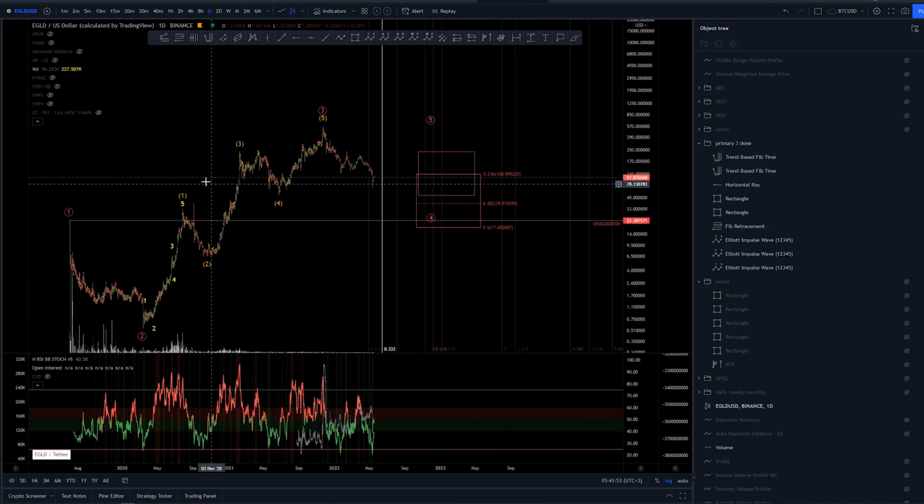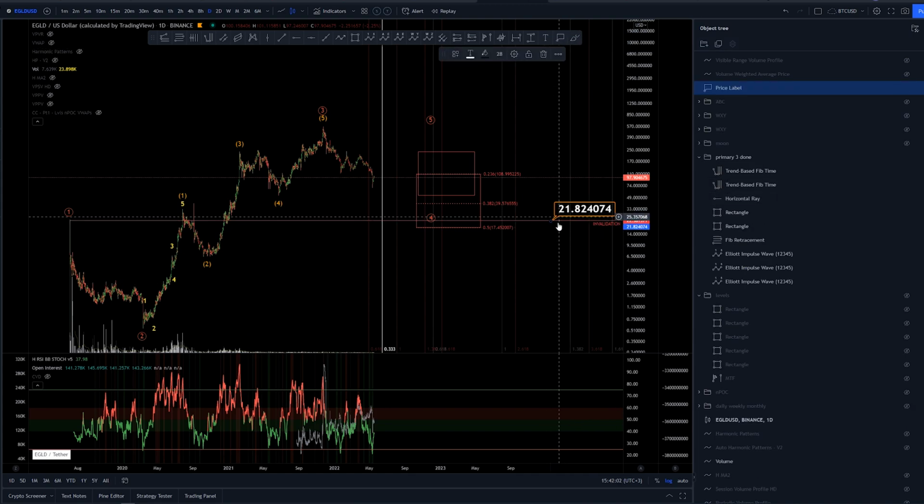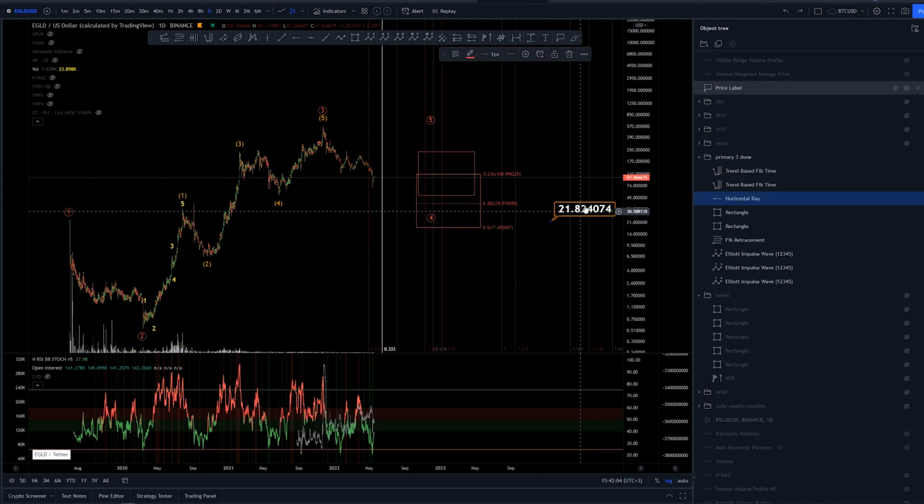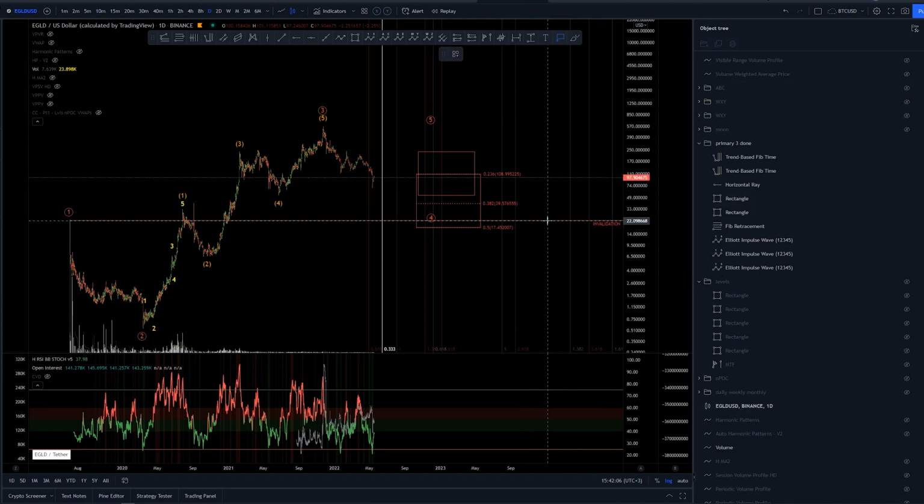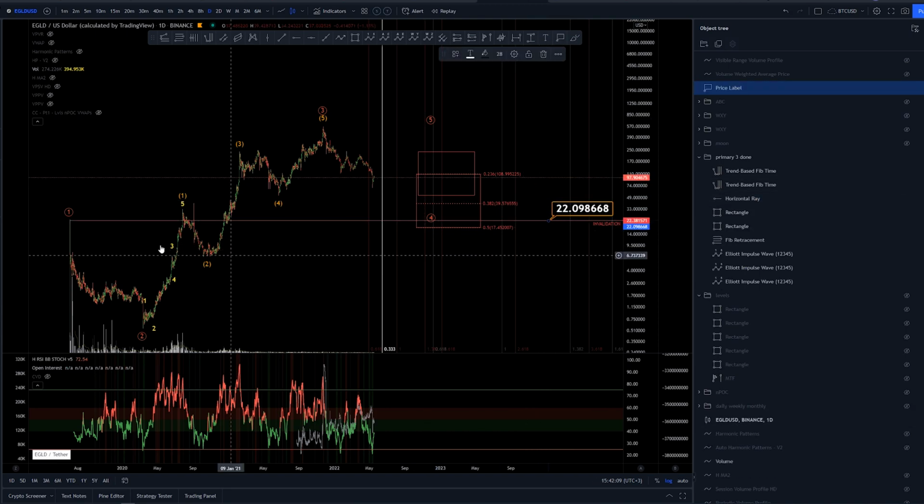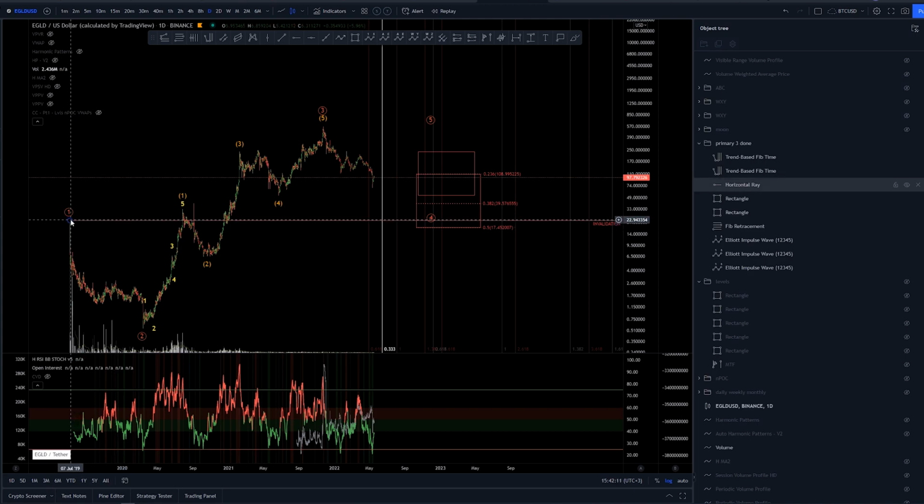Invalidation is when this whole structure or the price gets down to top of wave 1 here at around $22. Well, that's not in the correct spot. Let me try that again. $22, around there. You can see on your chart where the wave 1 ended here.